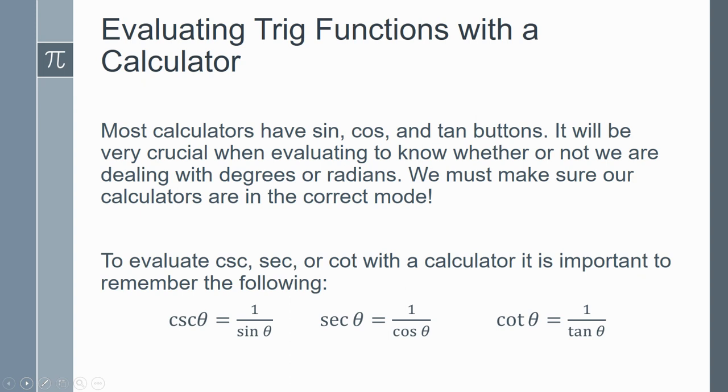To evaluate those three new trig functions of cosecant, secant, and cotangent, we're going to have to remember the following. Cosecant relates to sine. They are reciprocals of each other. So anytime I want us to use the calculator and I see cosecant, we don't have a button for cosecant, so we're going to use the sine button, but we have to do 1 divided by sine. It's the same thing with secant, whose reciprocal is cosine, and cotangent, whose reciprocal is tangent.